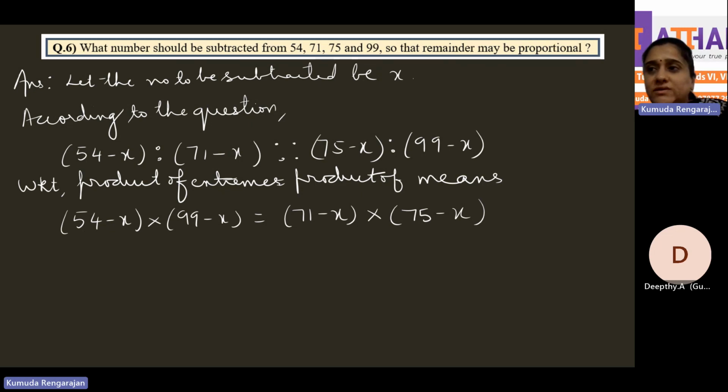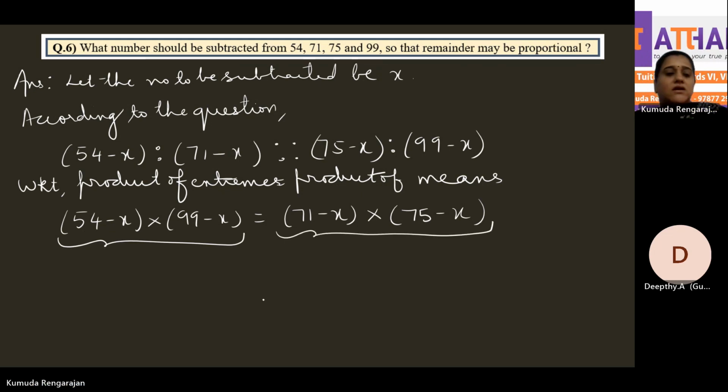Now, how do we proceed? You need to multiply these two brackets, and multiply these two brackets. This is new to you, so listen carefully. Write the first number 54, and then multiply it with the second bracket 99 minus x. Multiply means don't put any sign: 54, open and close bracket, 99 minus x. That means you're multiplying.